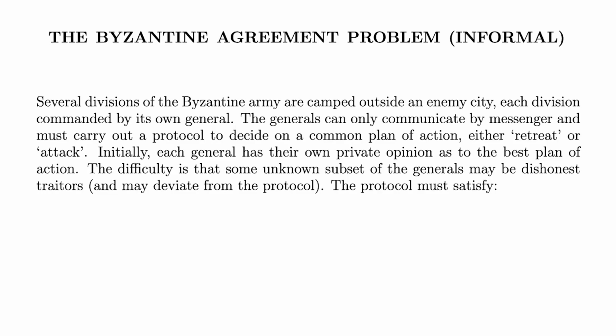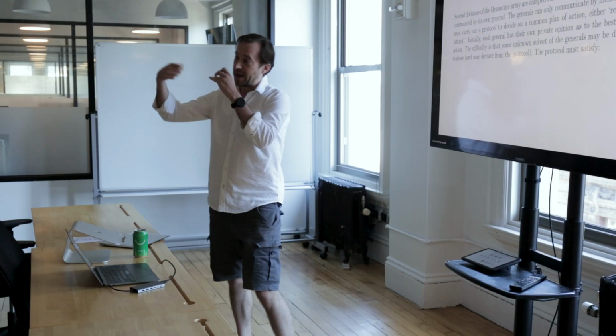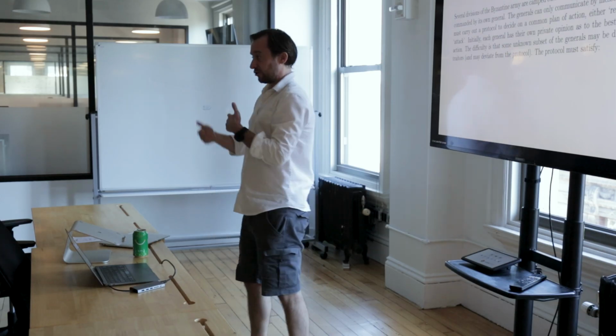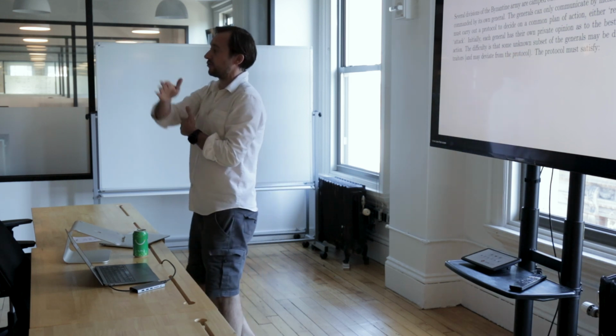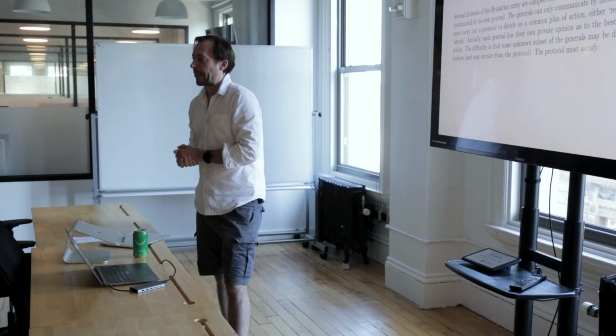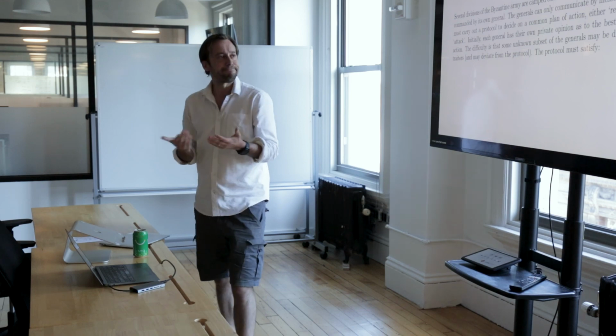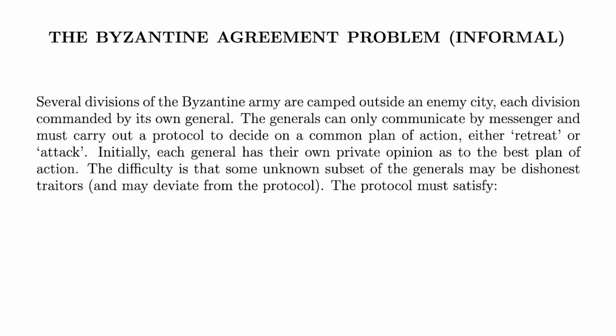The generals can communicate only by messenger. So the generals are communicating in pairs here. At any given point in time, each general can choose to send a message to one of the other generals in particular, and they can do that as many times as they like. They have to carry out a protocol to decide on a common plan of action, either attack or retreat.